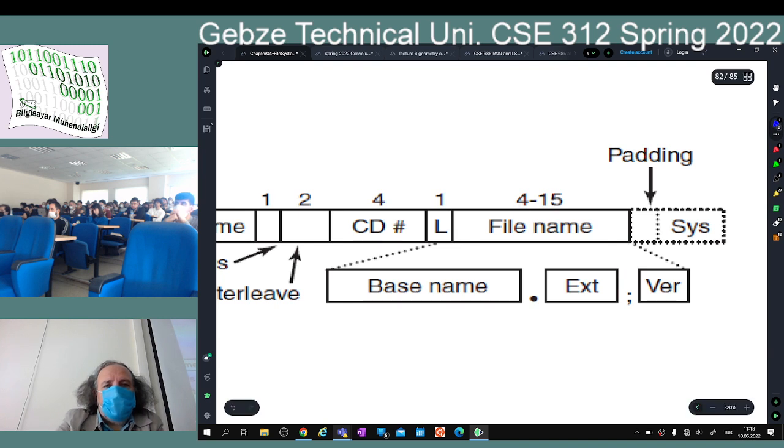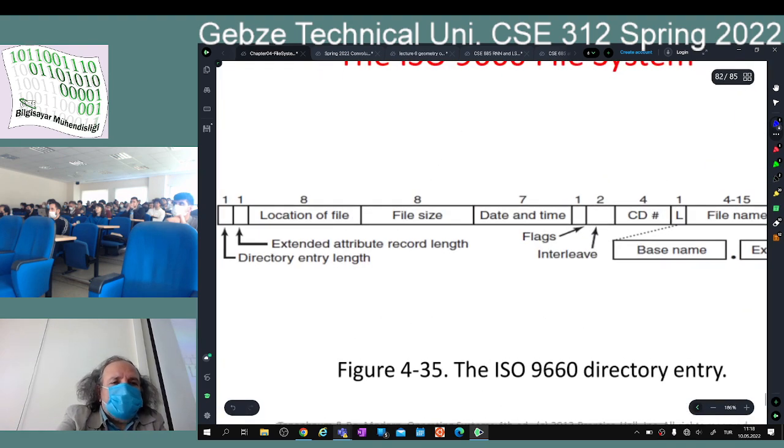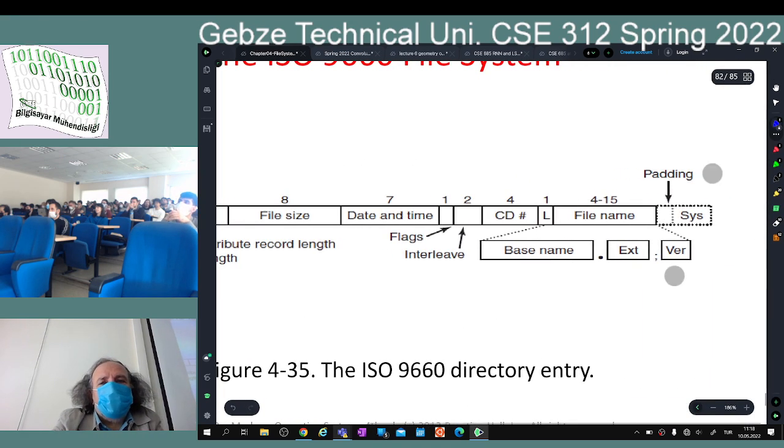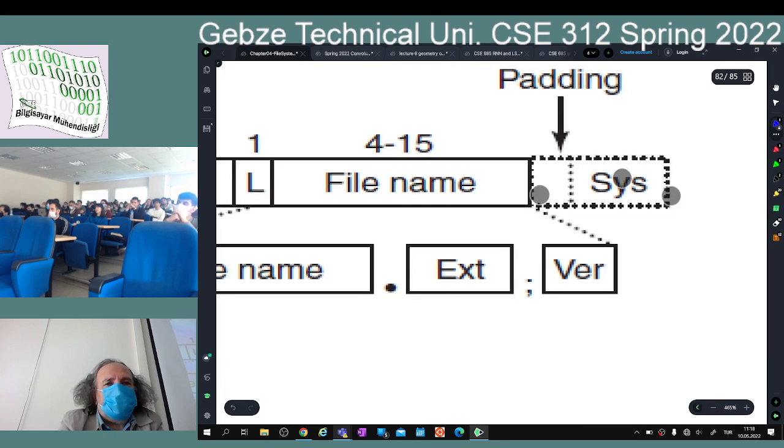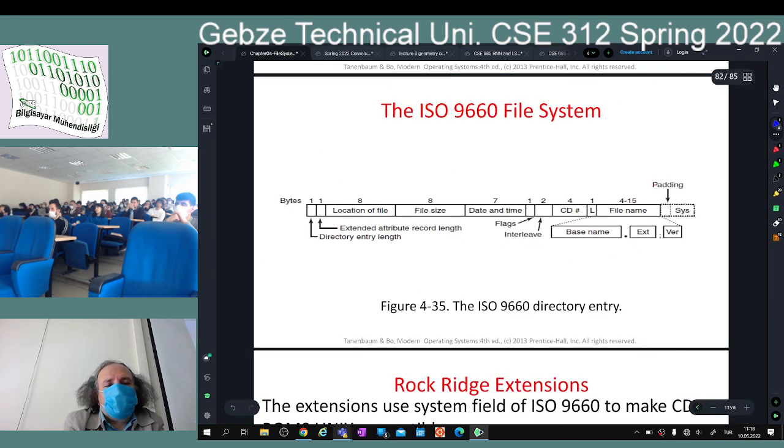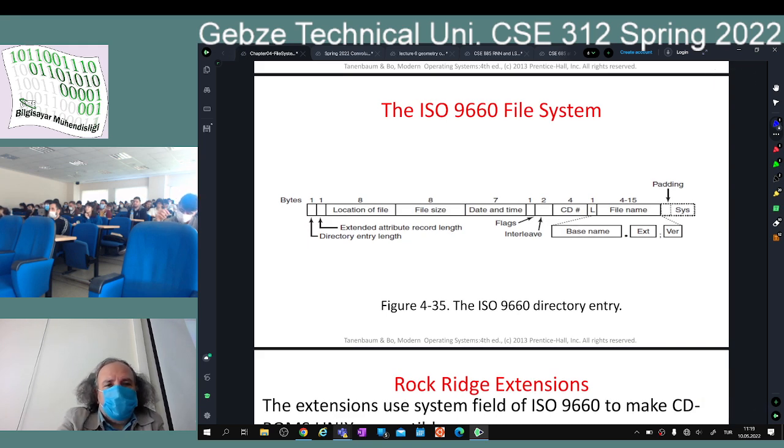It is between 4 to 15 characters. It looks like it is limited by 15 characters, but as I said before, there is an extended attribute length, so you can put more information at the end of this directory entry by specifying that I have that much more information after this. Okay, so this is a little bit more complicated than the MS-DOS directory entry. It doesn't look as simple as the Unix inode structure, but directly from this you go to your file by following this location of the file.